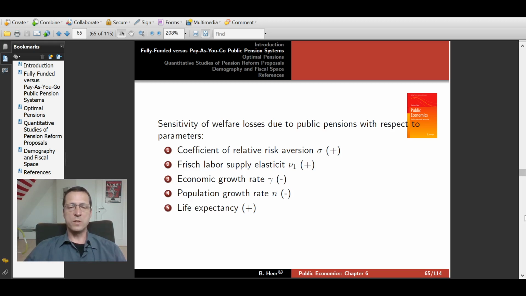Life expectancy increases in most countries, with very few exceptions. So, for example, in the United States, I think it was last year, 2019, where life expectancy actually decreased a little bit, but usually it increases over time, and it will so for the next 30 years, according to projections of the United Nations. So if life expectancy increases, of course, it means that the cohorts of the retirees will increase, and this will decrease the rate of return from our pay-as-you-go pension system, and therefore welfare losses will increase with higher life expectancy.